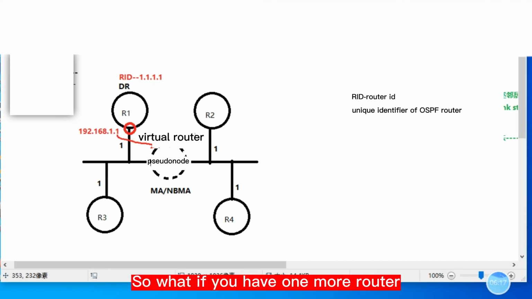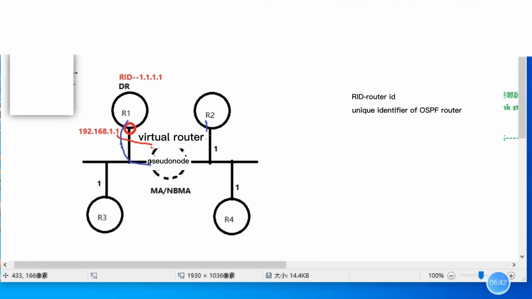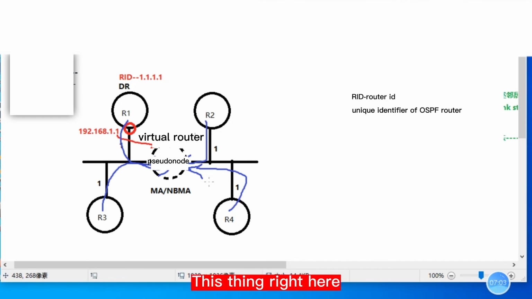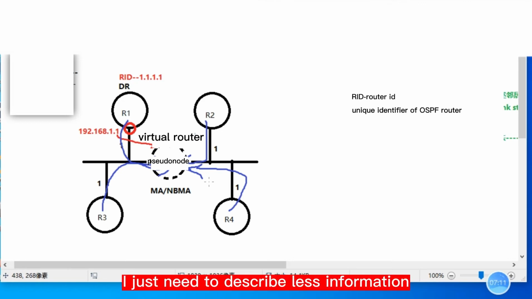So what if you have one more router? For an OSPF router, you just describe the connected ones. This pseudo-node also just needs to be described, as the virtual router to which they are connected. The same goes for R3, and the same for R4. If you can't tell the difference, you can take a look at my last video, where we talked about this. Based on this situation, I just need to describe less information.